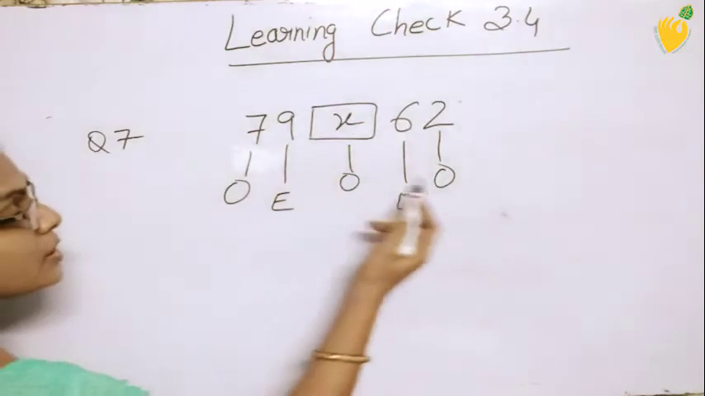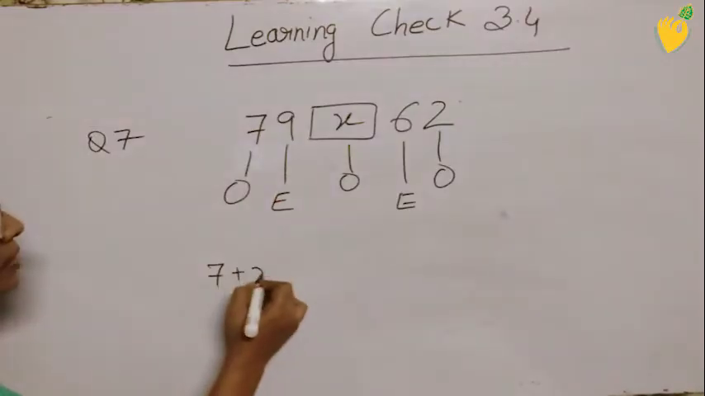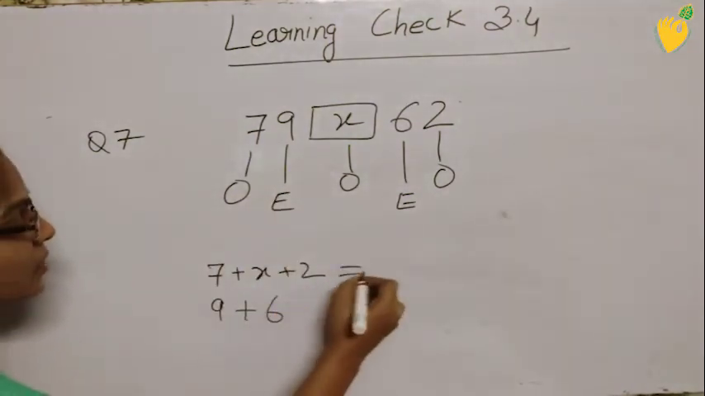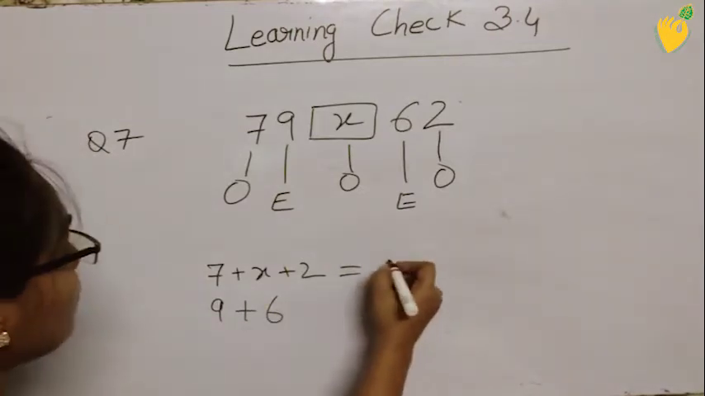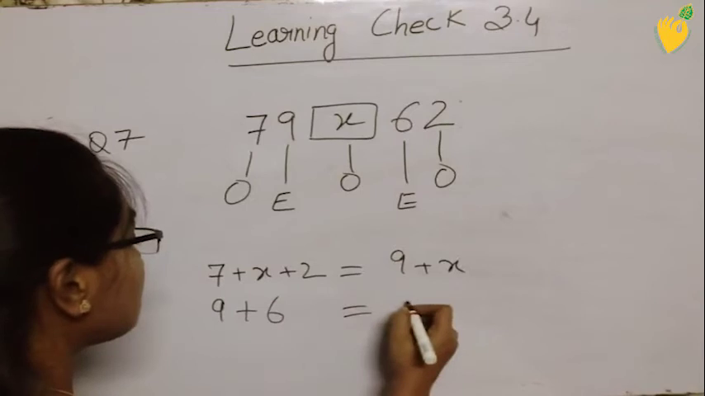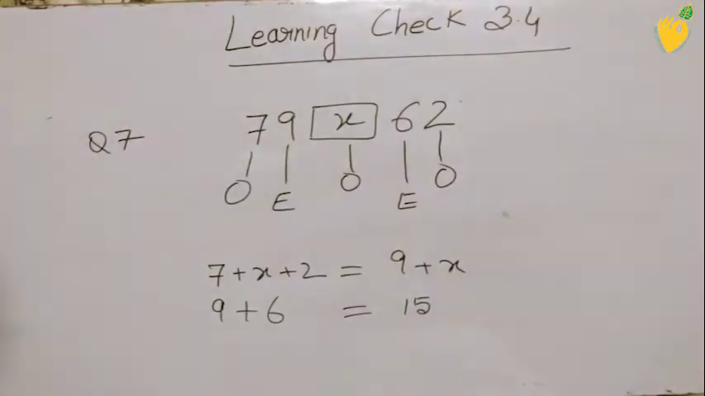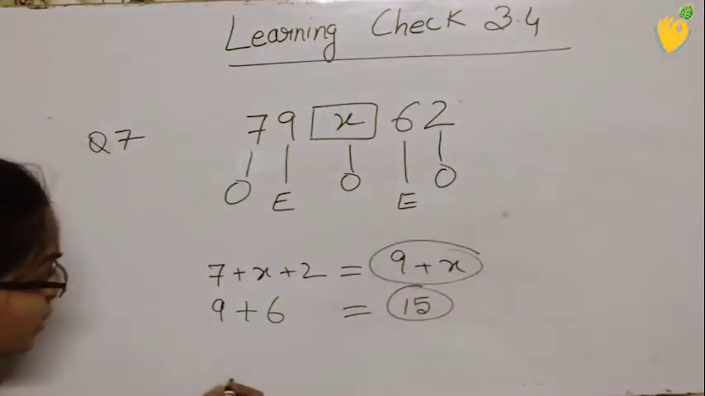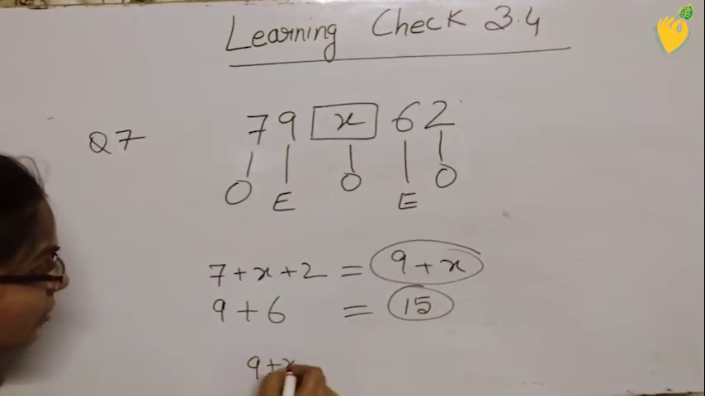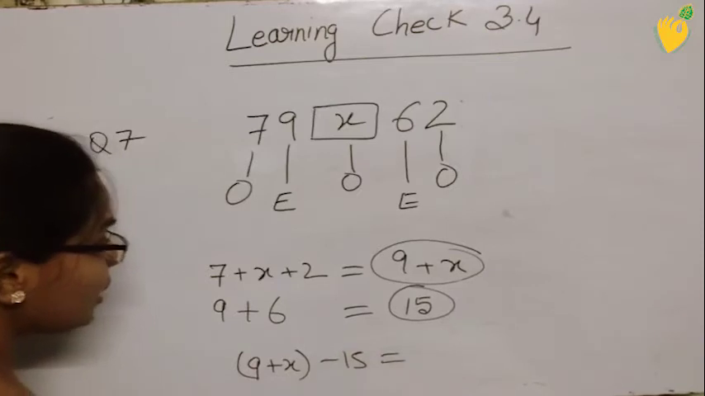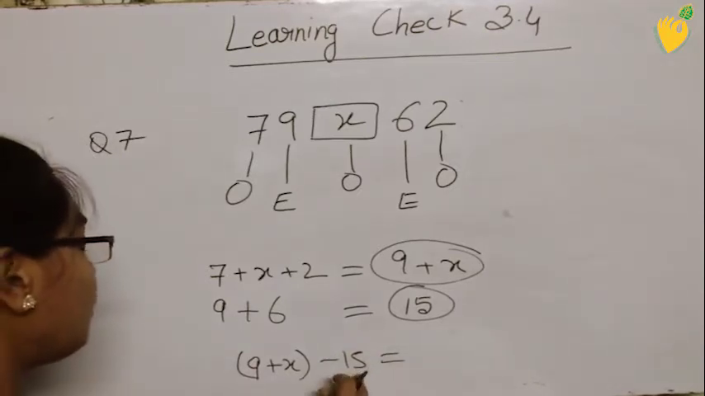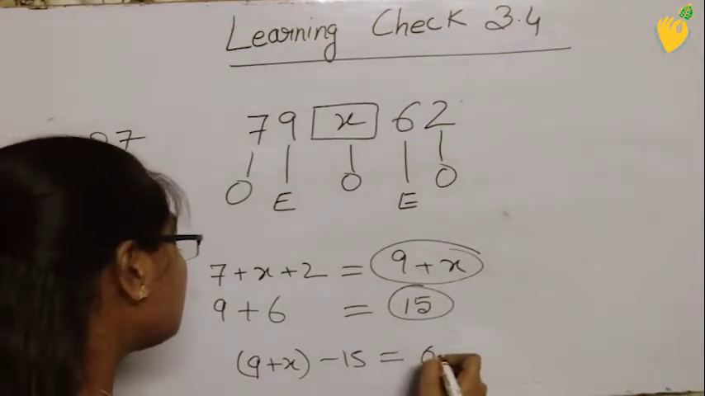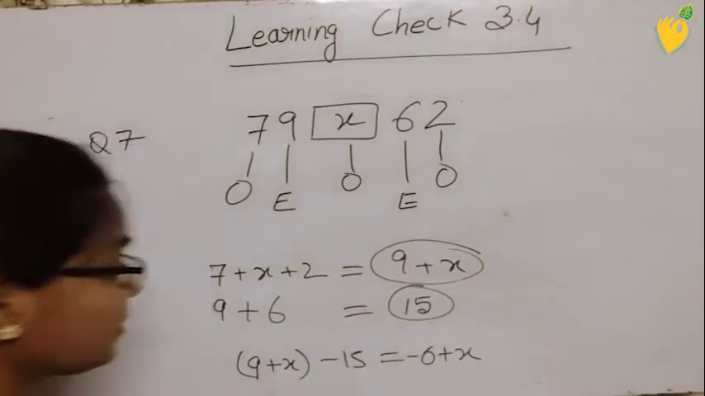So suppose x is there. Find the sum of the digits at odd places, which is 7 plus x plus 2, and the sum of the digits at even places is 9 plus 6, which is equal to 15. Now you have to find the difference of these two, that means this and this. The difference is, students, 9 plus x minus 15, that is, 15 minus 9 is 6, so minus 6 plus x.